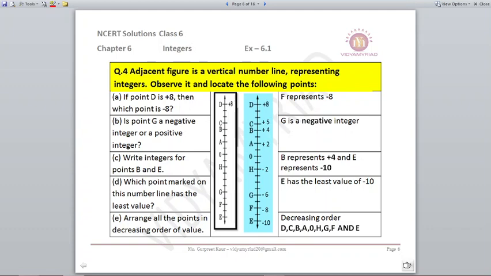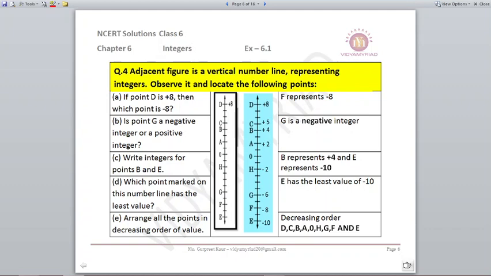B part. If point G is a negative integer or a positive integer, what is G? Look at G. Where is G? G is below 0. So G is a negative integer. Write integers for points B and E. B is above, so B will be plus 4. E is below, E is minus 10.